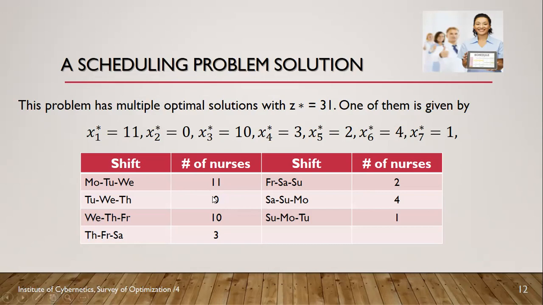Now let's consider Tuesday, because there is a 0 here, it might look suspicious. Tuesday appears here, here, and here. Let's add them up: 11 plus 0 plus 1, 12. And the stated requirement was at least 12, greater than or equal to 12. So therefore, the second requirement is satisfied too. So it is definitely a solution, one of the optimal solutions.